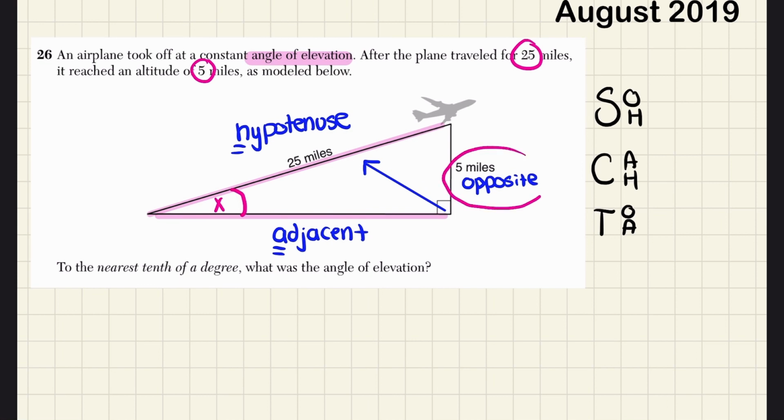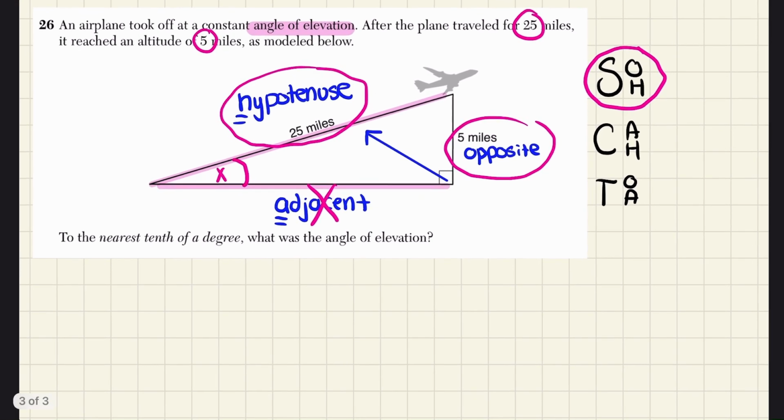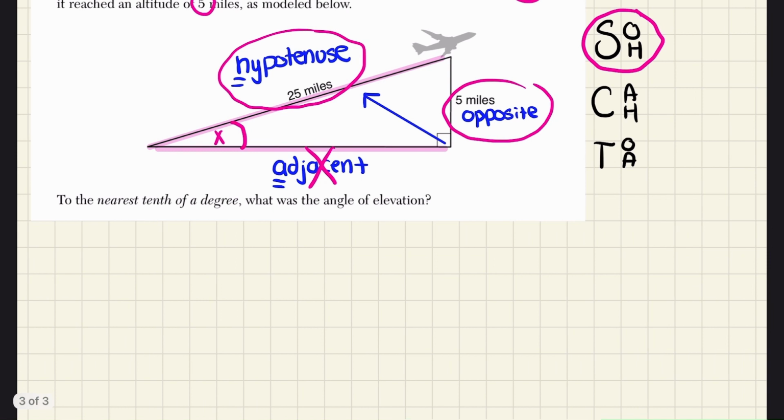I have my opposite side and I have my hypotenuse, which means we're going to be using sine in this case because there is no adjacent. It's empty, there's no X there, there's no number there. Now when I'm looking for this angle, I'm going to set up my sine function the way that I always do.